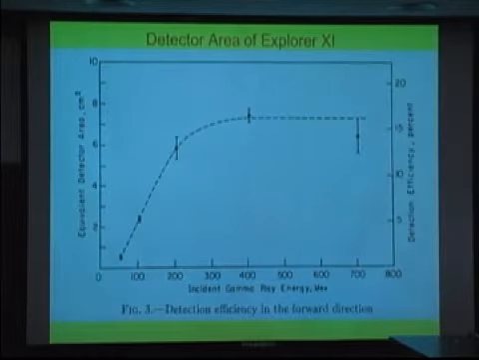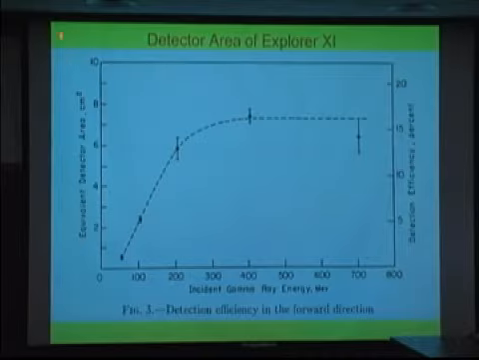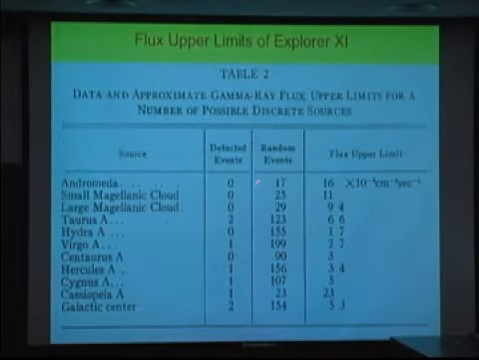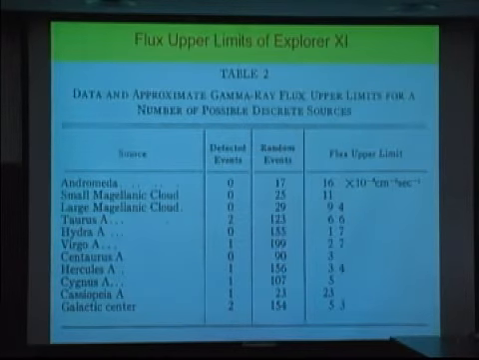Here's a really cute plot. Those of you in cosmic ray physics will really appreciate this. Here is an aperture, effective detector area versus energy. The Telescope Array has effective areas of 10,000 square kilometers, just a little bit less than that. This detector had an aperture of 8 square centimeters. I really like that. It did get some results, mostly upper limits of gamma ray fluxes from these various objects.